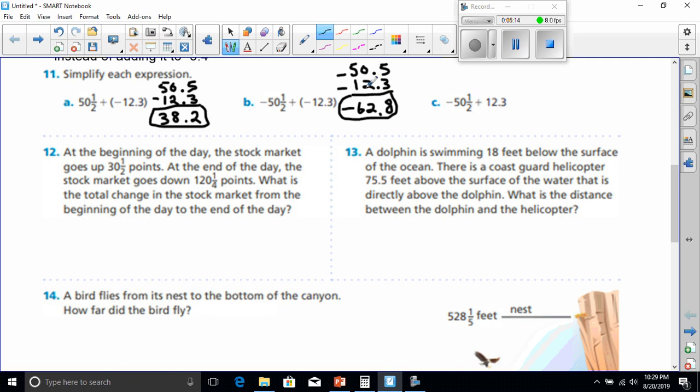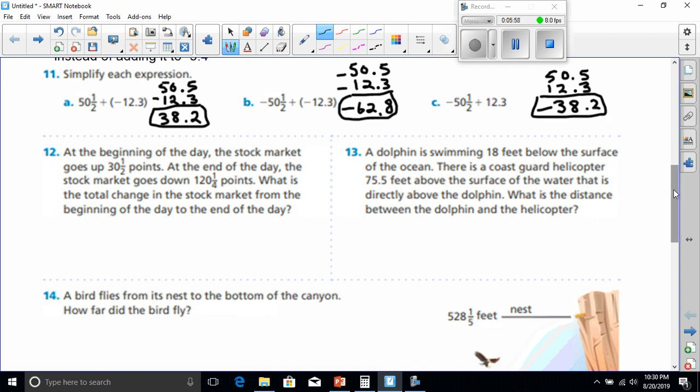All right. Now we've got C, which is negative 50 and 1/2 plus 12.3. Again, the signs are different, so we take the big number, which is 50.5. We minus the small number from it, which is 12.3. And we keep the sign of the big number. The big number is 50.5, so we know it's going to be negative. And if we take this, we should get 38.2. But it would be negative 38.2 because the bigger number is negative.